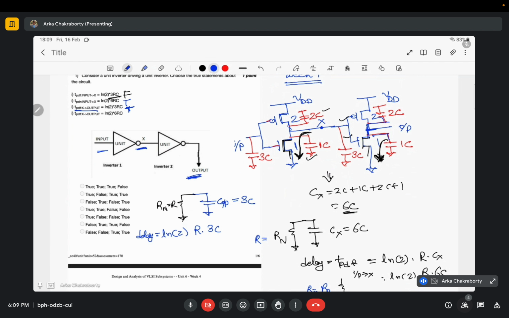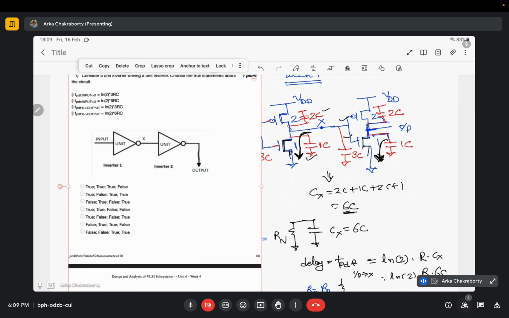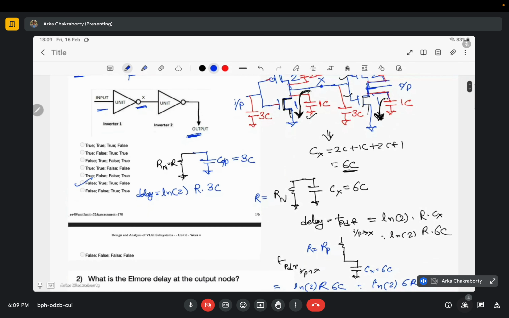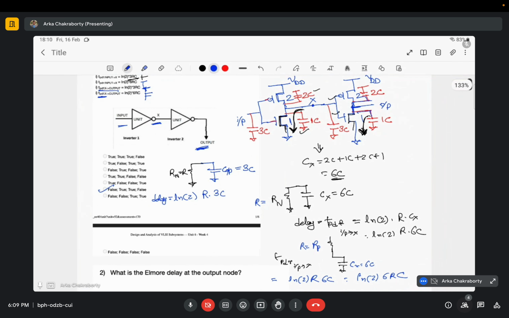Finally, it has been mentioned that the fourth condition is t propagation delay falling from X to output is ln2 6RC. No, it's wrong, because here also it is propagation delay falling, and we have seen it is 3RC and not 6RC, so it is false. So my correct sequence is false, true, true, false. False, true, true, false. Any question? I hope it's clear.